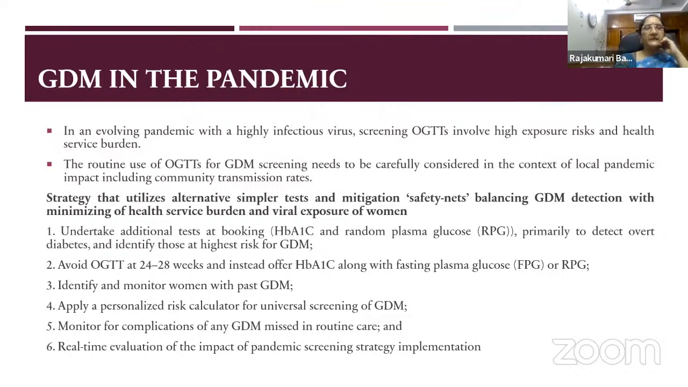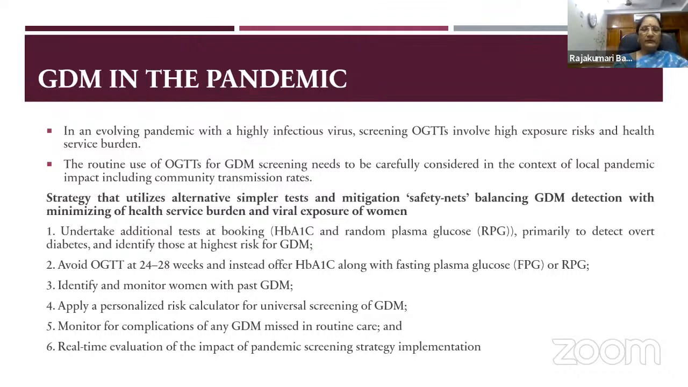GDM in the pandemic. In the evolving pandemic, in order to minimize the viral exposure of women and minimize the health service burden, whereas balancing GDM detection, there are tests advised like this. HbA1c and random plasma glucose are advised at the first antenatal visit, and avoid OGTT at 24 to 28 weeks. Instead, offer HbA1c along with fasting plasma glucose.